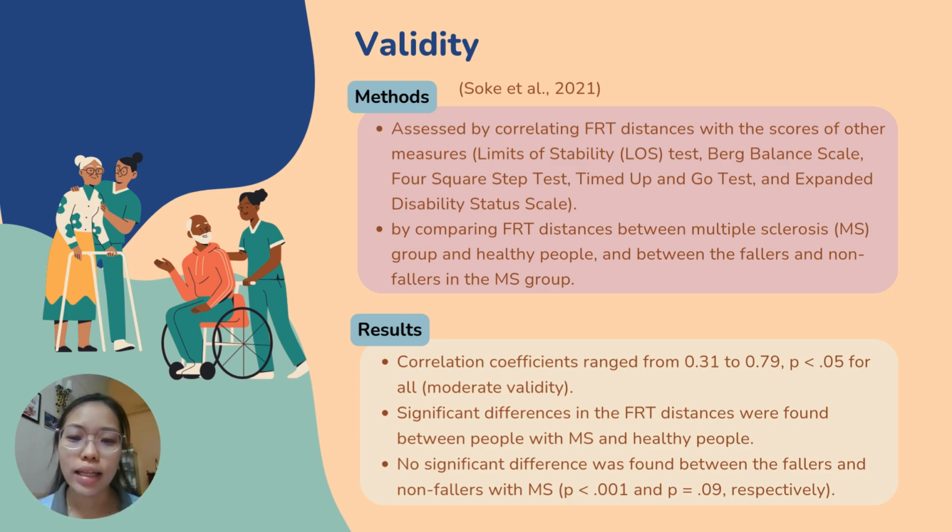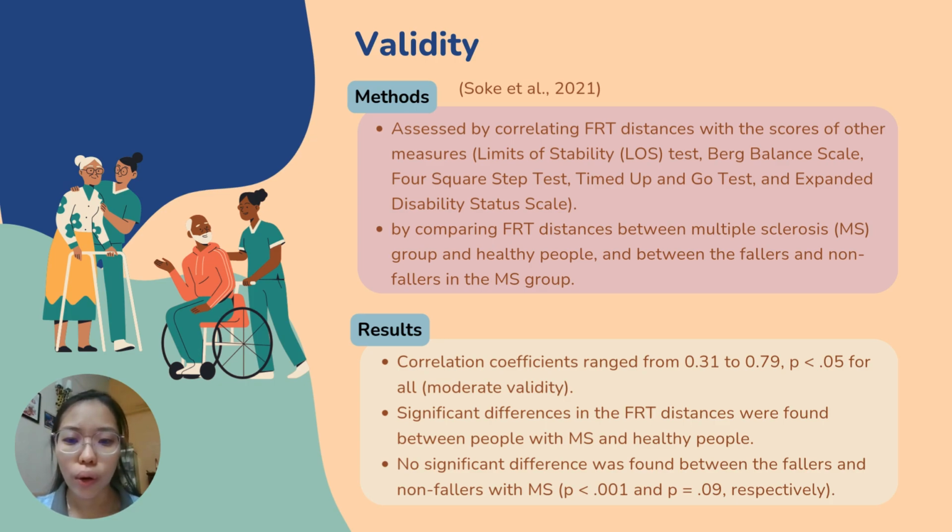Next is the validity of the functional reach test. A research from Turkey. The method they used to check the validity of the functional reach test was assessed by correlating the functional reach test distance with the scores of other outcome measures such as the limits of stability test, Berg Balance Scale, four square step test, timed up and go test, and expanded disability status scale.